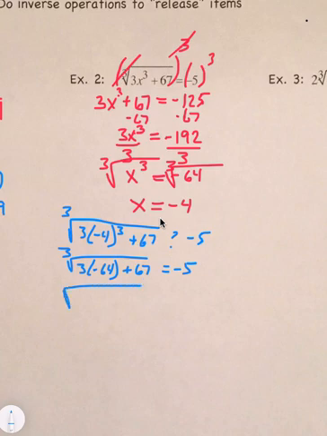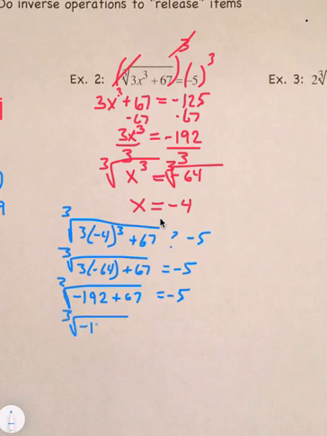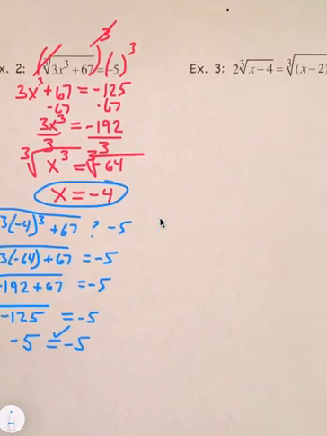We know 3 times negative 64 from up here is negative 192 plus 67. Does it equal negative 5? We're getting close. Negative 192 plus 67 is negative 125. Does it equal negative 5? Well, the cube root of negative 125 is negative 5, because negative 5 times negative 5 times negative 5 equals negative 125. So it checks out. So x is equal to negative 4.